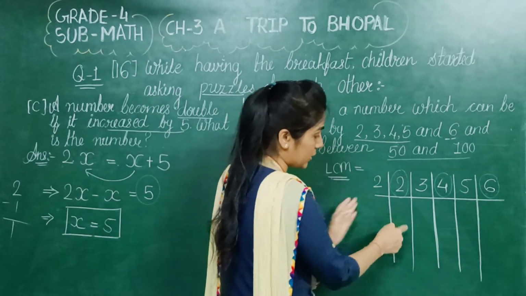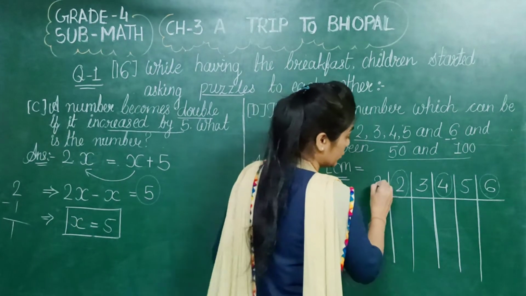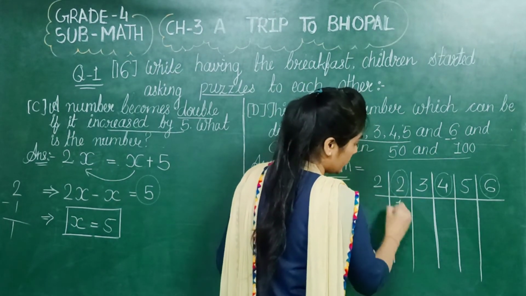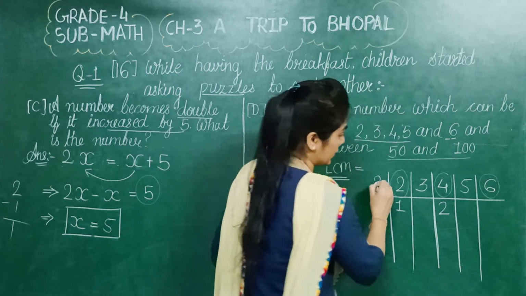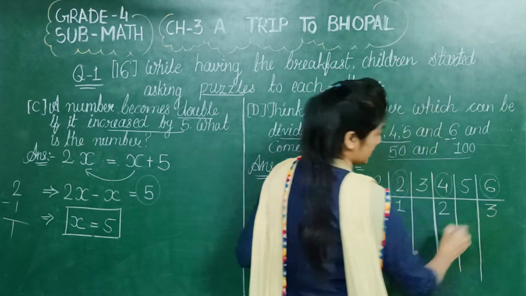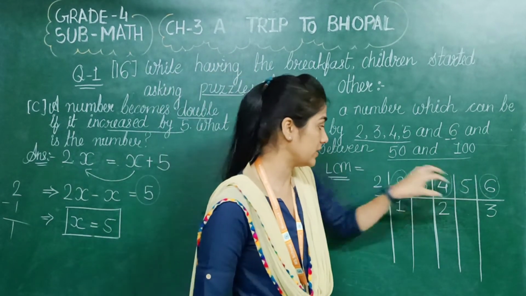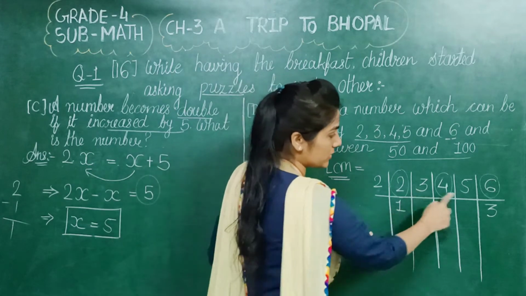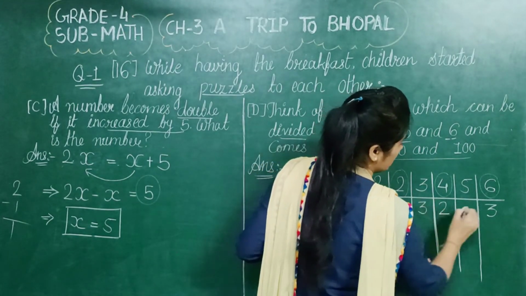So 2 ones are, you have to check in the cross direction. 2 ones are 2, 2 twos are 4, and 2 threes are 6. This we have done because these numbers come in the table of 2. These are not coming because they are odd numbers, so they will remain the same copy.